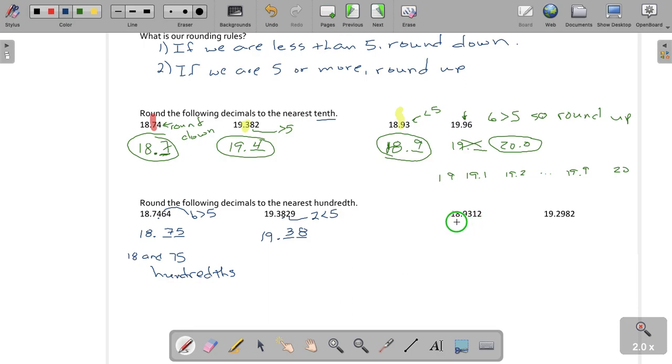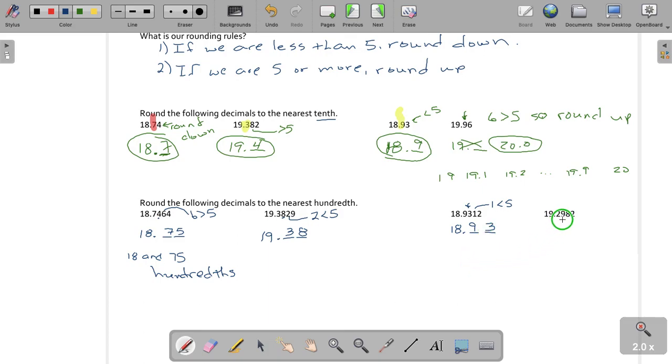18.9312. I made the mistake there. It's 18 and 9,312 ten thousandths. But let's just focus on what we want to round to. I want to round to right there. So I know it's going to be 18 and there's going to be two spots. The first spot is 9 no matter what. It's this one that's the issue. So I look at the 1. 1 is less than 5. So we round down so the 3 stays a 3.